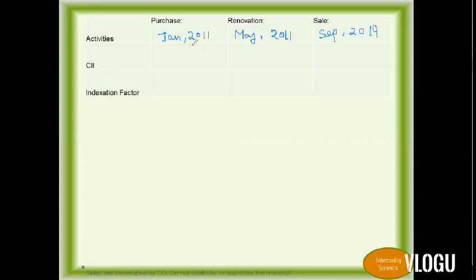Now if you look at the gap between the sale and the purchase, the gap is more than 2 years. So it belongs to the long run capital gain. And what kind of tax will be applied? That will be long run capital gain tax. And what will be the rate of tax? The rate of tax here will be 20.8%, that we have already studied.